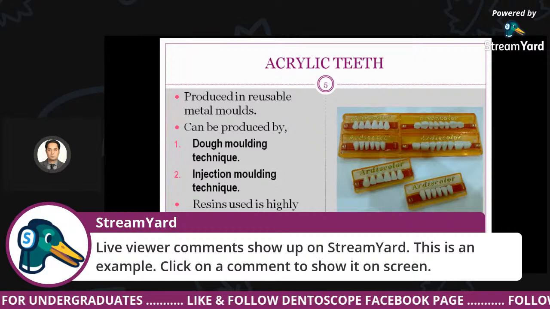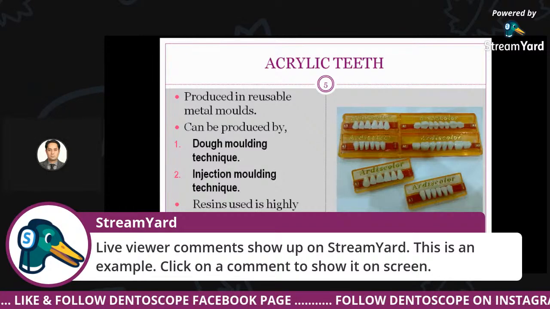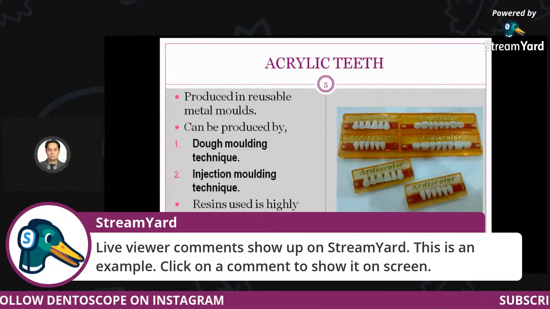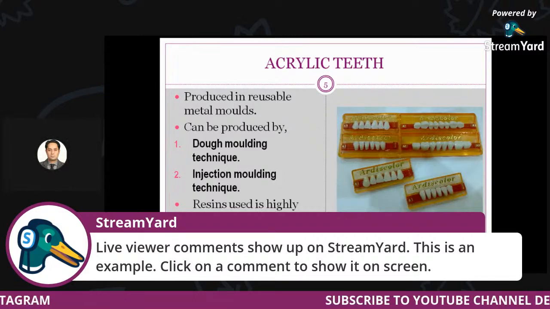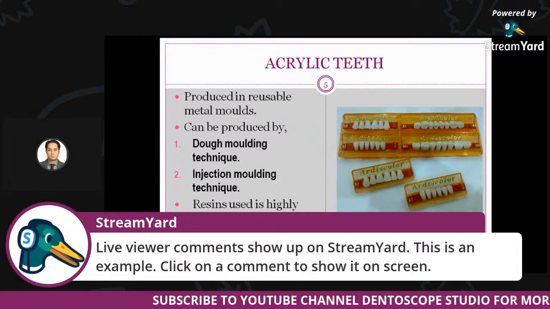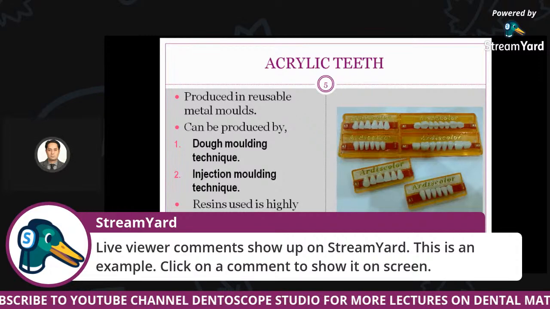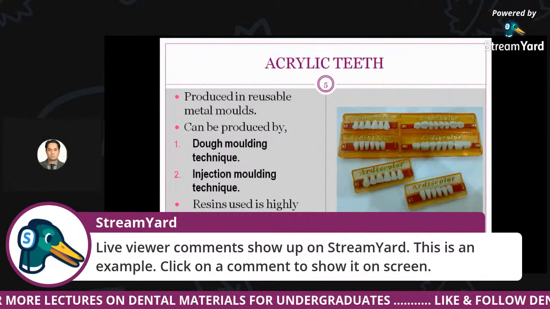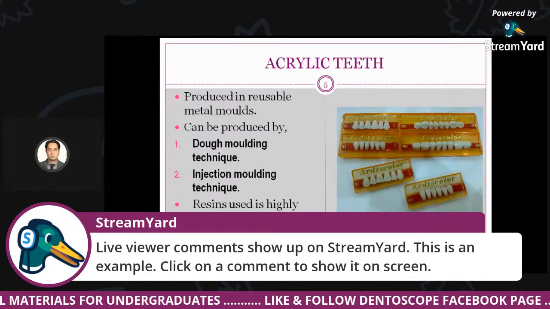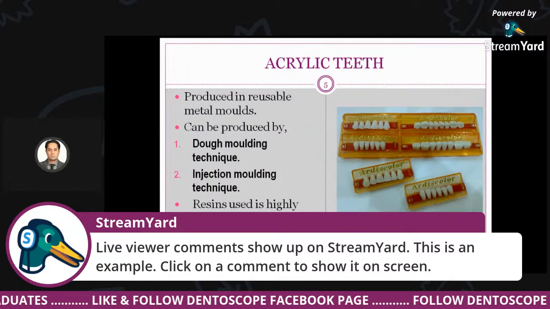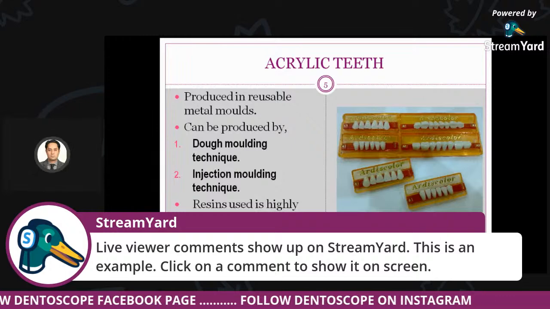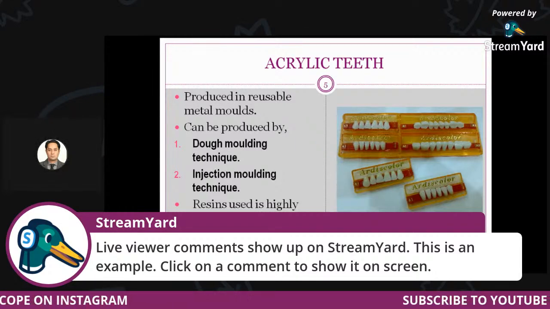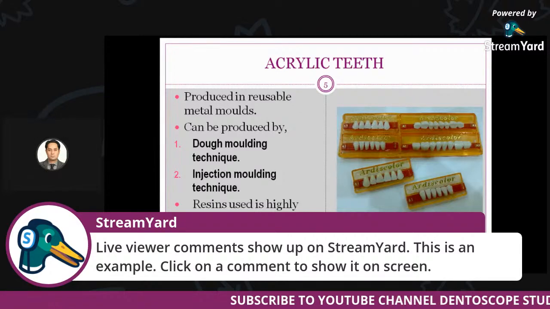Under high pressure, the acrylic is just injected into the metal molds of different sizes and shape to fabricate the artificial teeth made up of acrylic. So any one of these two techniques are used, and most commonly the injection molding technique is used because it is controlled. You can control the pressure of the acrylic resin which you are going to inject into those metal molds of different shapes to make different types of teeth.